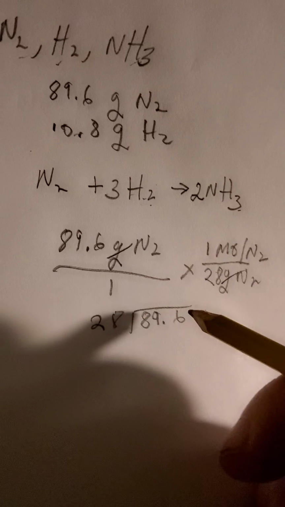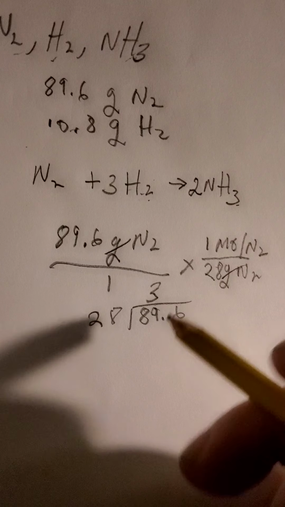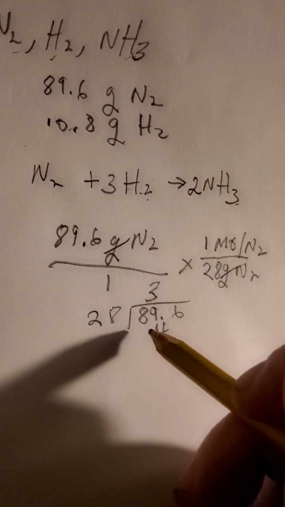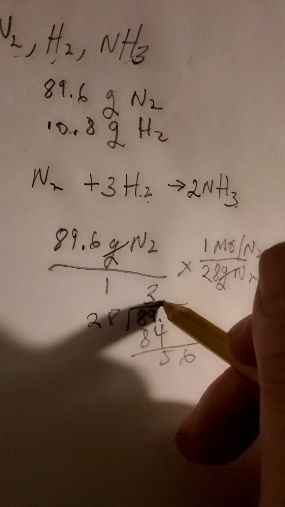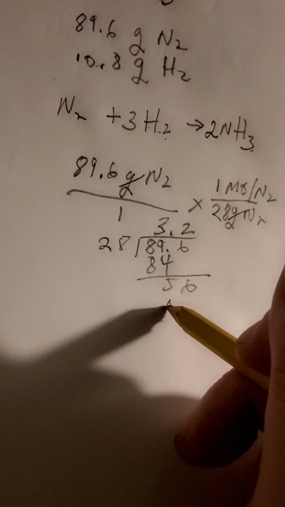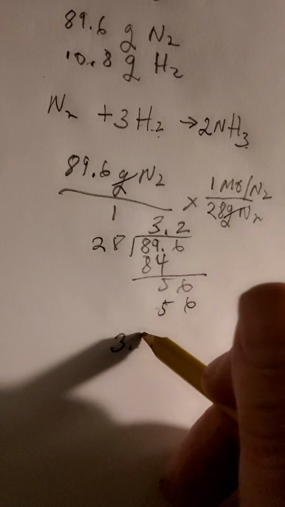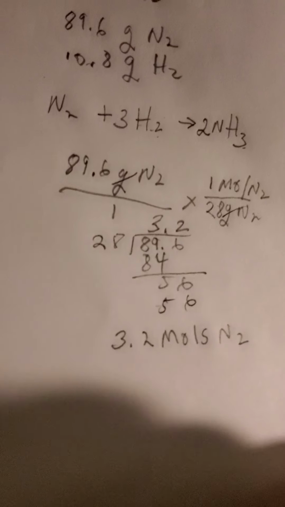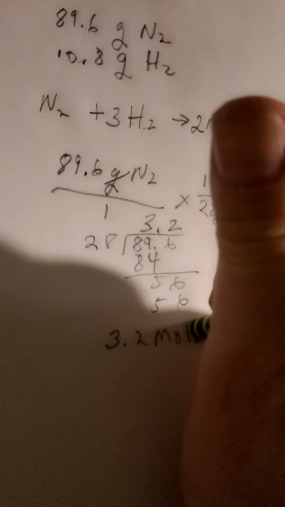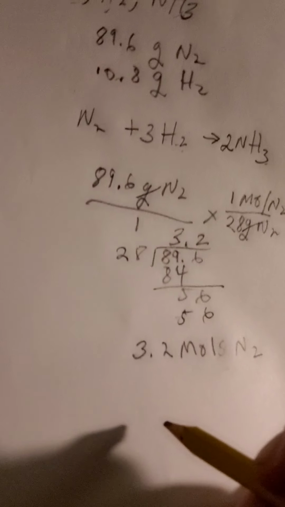89.6. And right off the bat, I'll say 3 times. I know it's not going to be 4 because that'd be too big. So 3 times. 3 times 8 is 24. 3 times 2 is 6 plus 2 is 8. Okay, 56. 2. So what I'm going to have here is 3.2 moles of N2. They don't usually put an S on there. Sorry, chemistry majors.